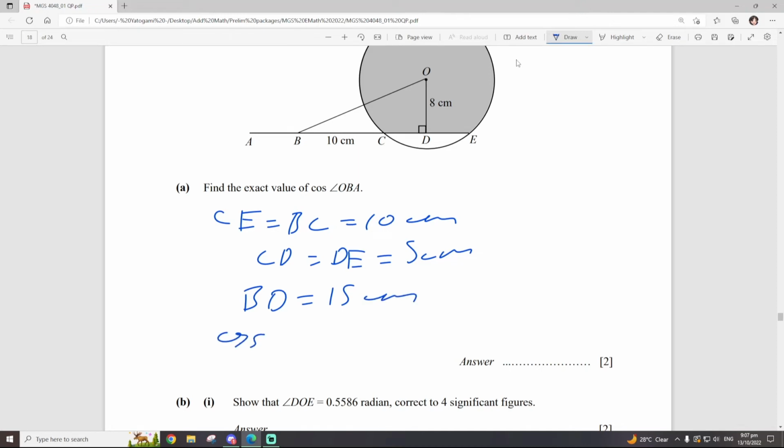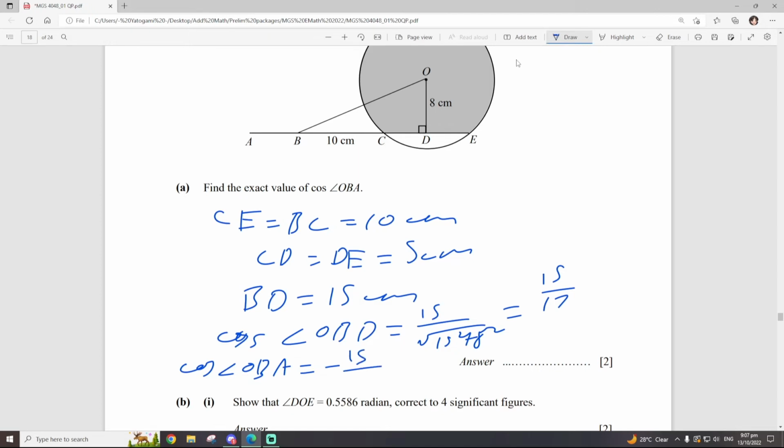So cosine angle OBD is adjacent over hypotenuse, which is 15 over 8, is it? Yeah. No, wait, sorry. 15 over square root of 15 squared plus 8 squared. This is a famous Pythagoras triple. It's actually 17 exactly. So therefore, cosine angle OBA is the negative of that because it's an obtuse angle. That's a lot of working for 2 marks.